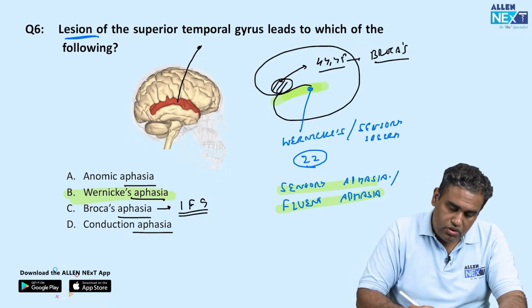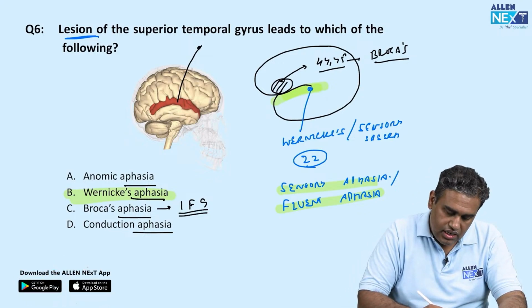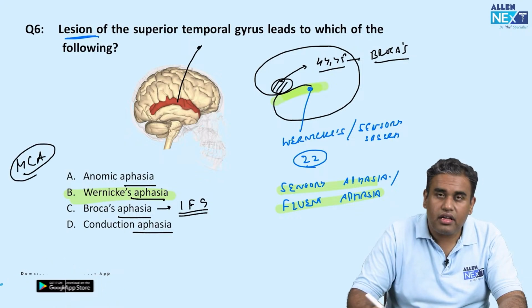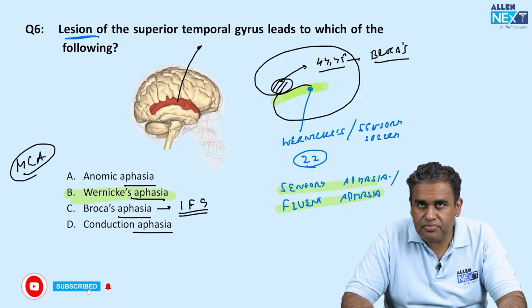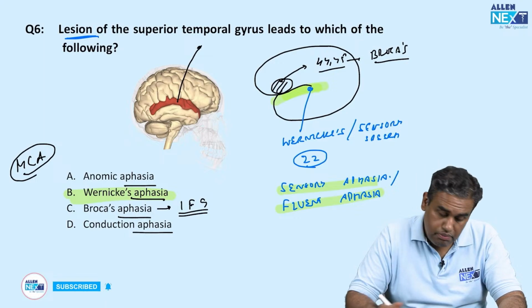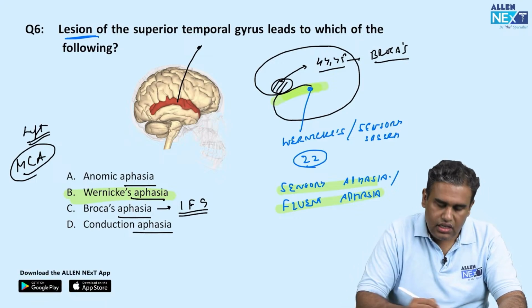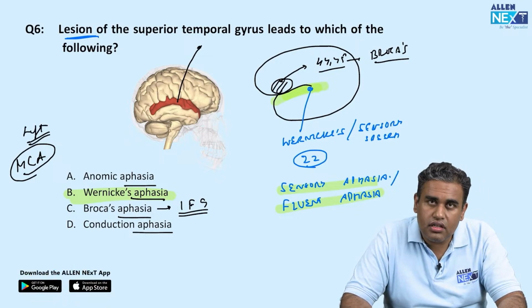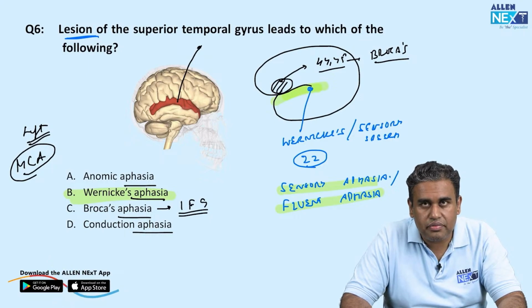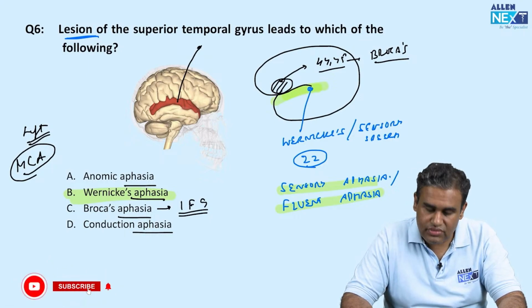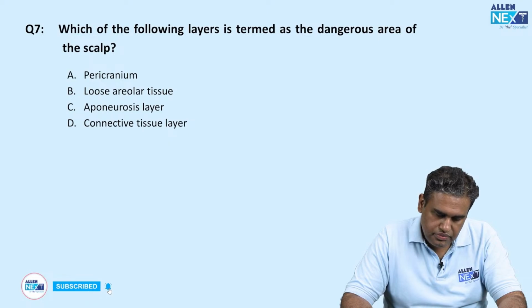Which artery supplies both Wernicke's and Broca's areas? The artery supplying them is the middle cerebral artery, M4 branches. In fact, particularly on the left side, because these language centers are present mainly on the left side of the cerebral hemisphere. Answer is option B. Okay, let's see the next one.